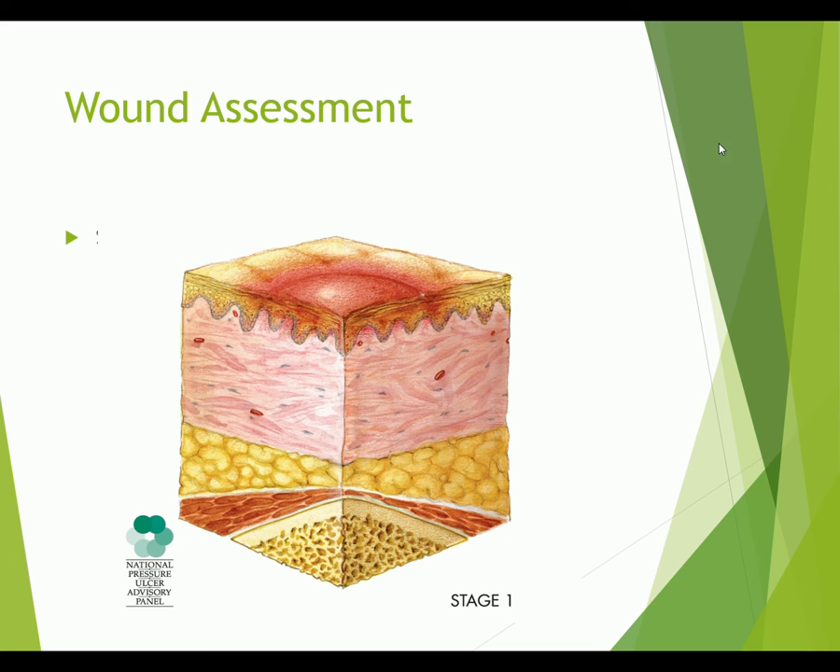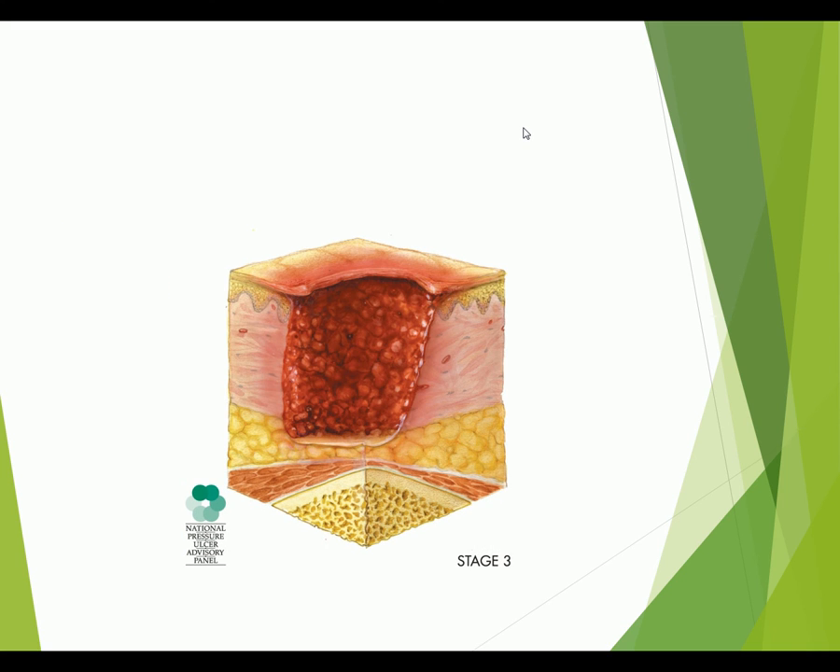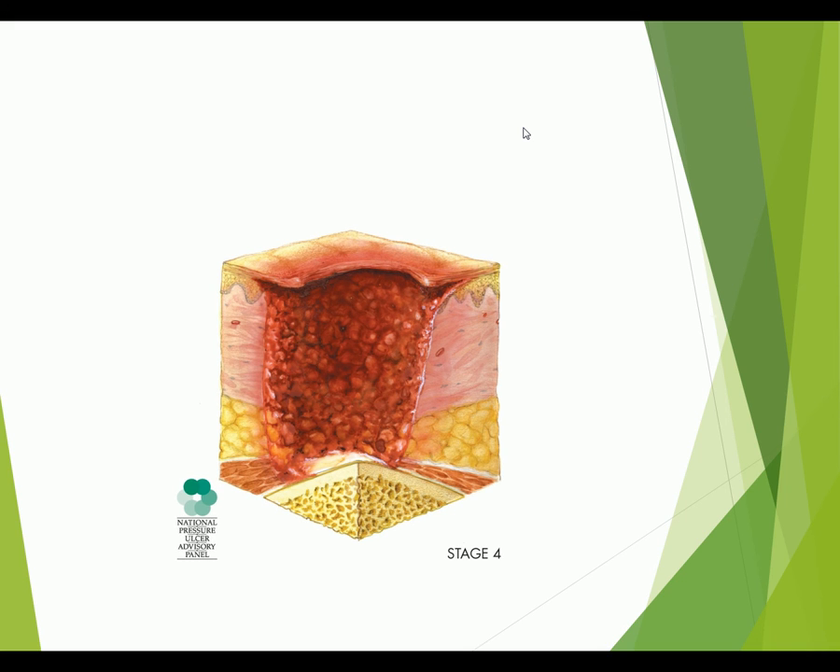So what I've got are pictures of stage 1, stage 2, stage 3, which goes all the way through the subcutaneous tissue. Stage 4 goes through the fascia and the muscle down to the bone. Unstageable is when it has eschar or something on top of it, or the size of it is a lot of tunneling and you just cannot stage it.